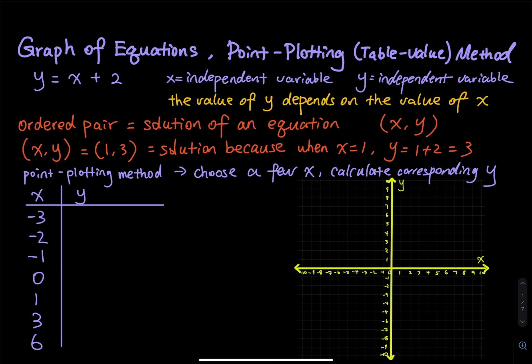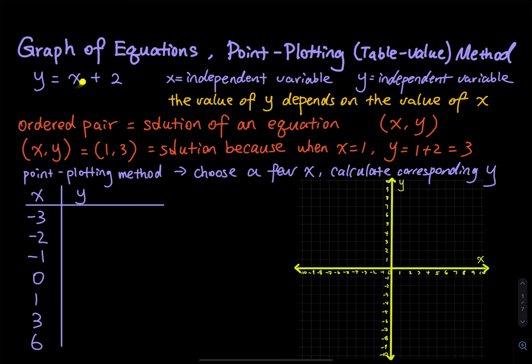So let's do something simple. I give you y equals x plus 2. So y equals x plus 2. This is simple enough. So let's do some vocabulary. The x we call the independent variable. The y we call the dependent variable. The reason is the value of y depends on the value of x.